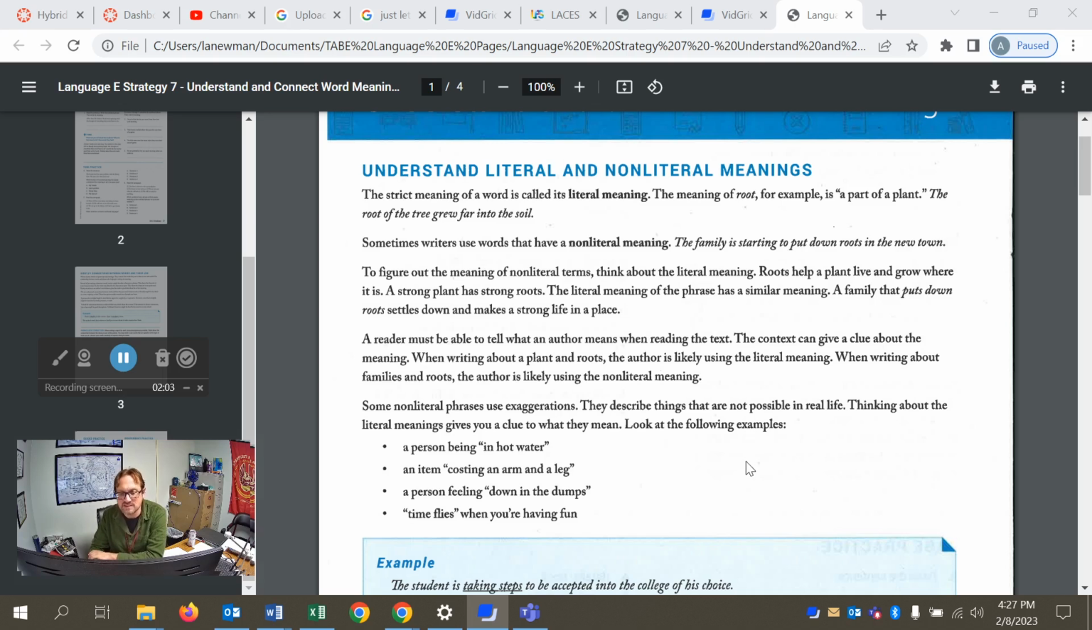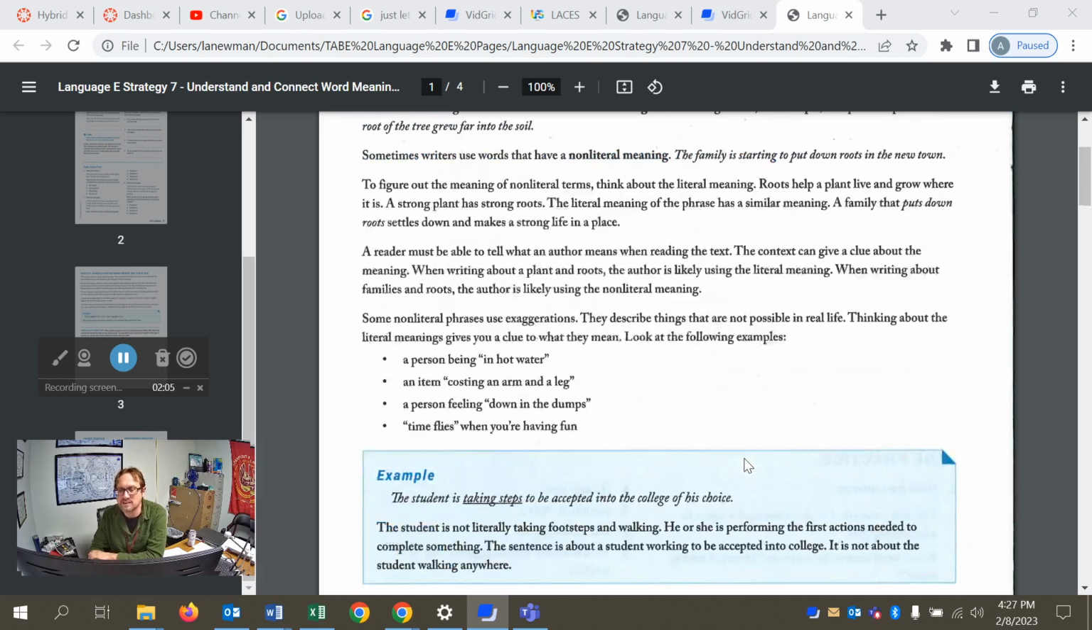Some non-literal phrases use exaggerations. They describe things that are not possible in real life. Thinking about the literal meanings gives you a clue to what they mean. Look at the following example. A person being in hot water, meaning that somebody's in trouble. An item costing an arm and a leg. It's really expensive. A person feeling down in the dumps, feeling really sad. Time flies when you're having fun. It goes really fast, but I doubt it literally flies.